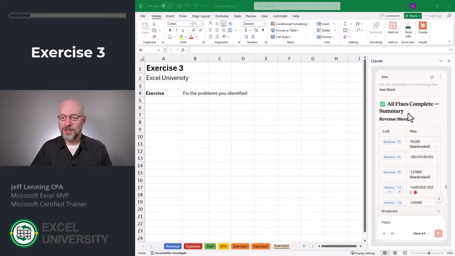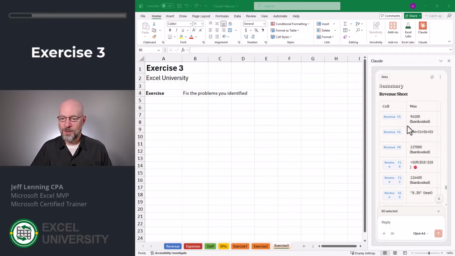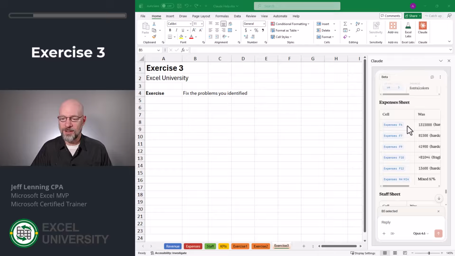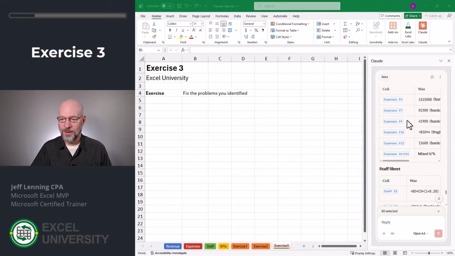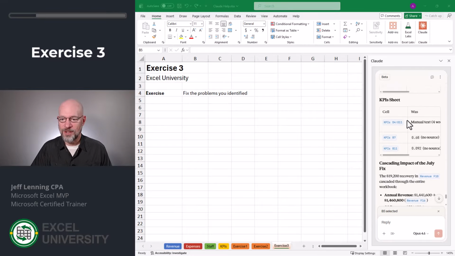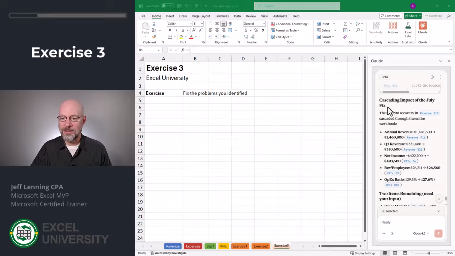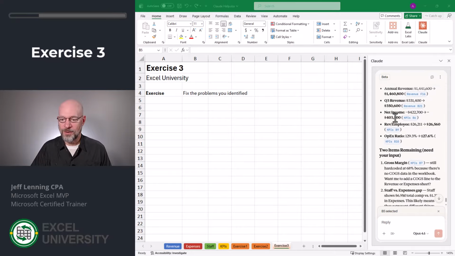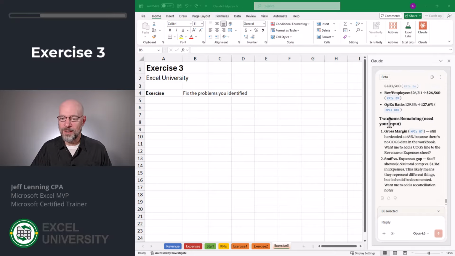All fixes complete. Summary. Review sheet. So it basically walks us through all the things that it changed. Expenses sheet, all these changes. Staff sheet changes. KPI sheet. Cascading impact of the July fix. So it talks us through all that. Two items remaining need your input.